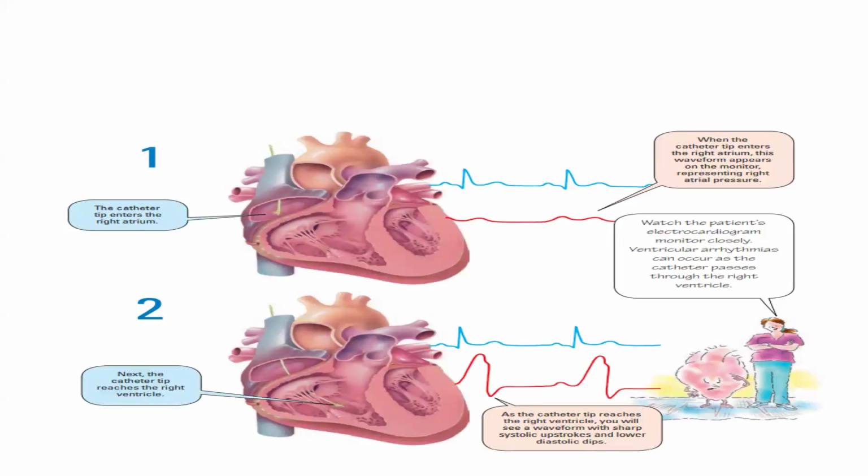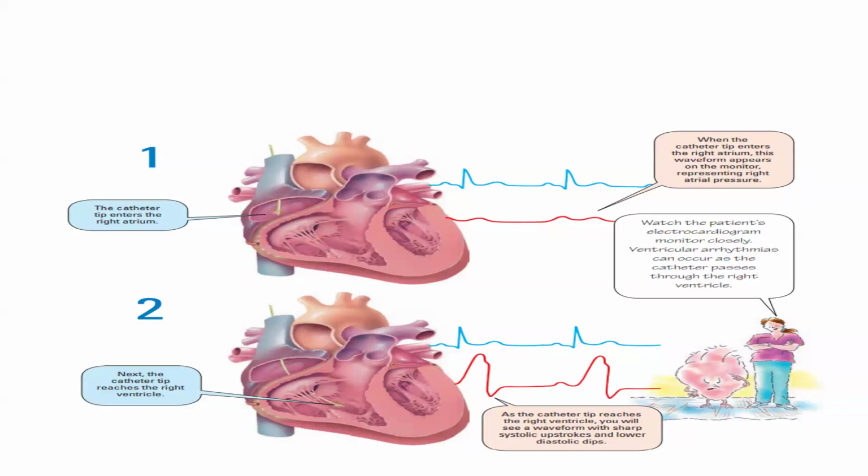So this is the pictorial representation of the graph when we are inserting the pulmonary artery catheter. As you can see in the first picture, when the catheter tip is in the right atrium, we need to carefully watch the patient's electrogram because ventricular arrhythmias can occur as the catheter passes through the right ventricle. So this is the graph when the catheter is entering the right atrium, and this waveform will appear on the monitor. Next, when the catheter enters the right ventricle, it will be represented by this waveform.